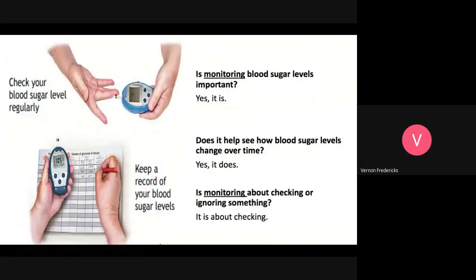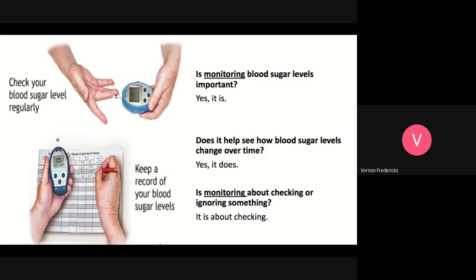the next word is monitoring. What does monitoring mean? Monitoring means to check and to keep a record of some things. Okay, so here we have the picture. So the person is taking their blood sugar level. In picture number one, they're taking their blood sugar level.